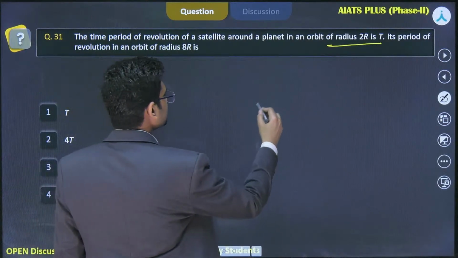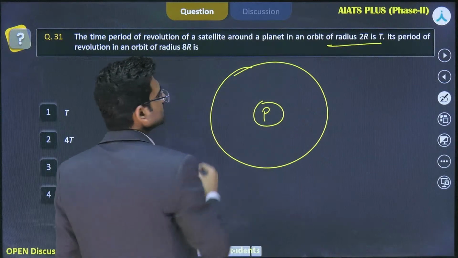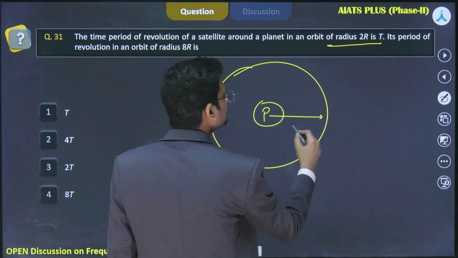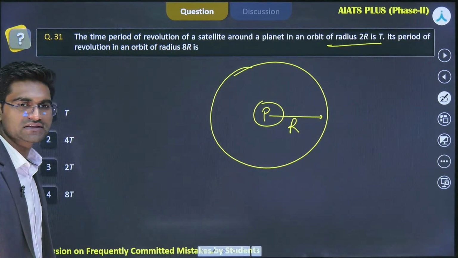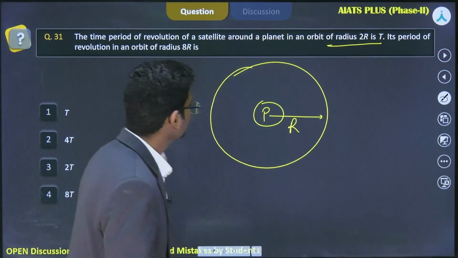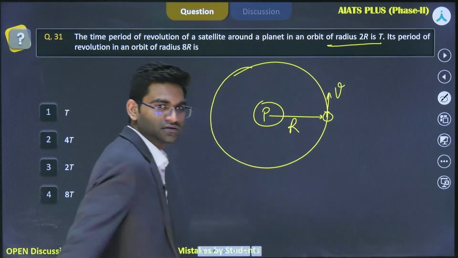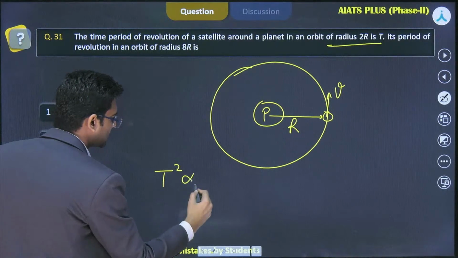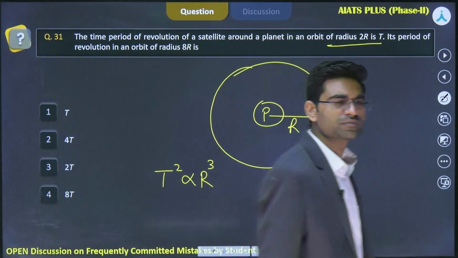So this is, let's say, some planet, and this is the orbit of radius, initially 2r. I am taking it as r. In general, let's see the formula, then we will see how we can solve this. If this planet is revolving with some speed v here, the formula can be given as T squared is directly proportional to r cube. This is Kepler's law of time periods or orbits, right?